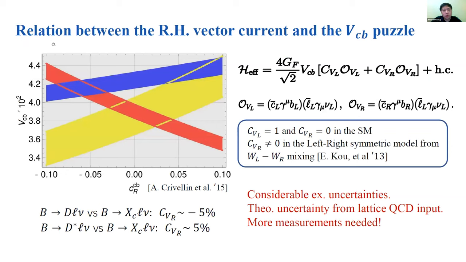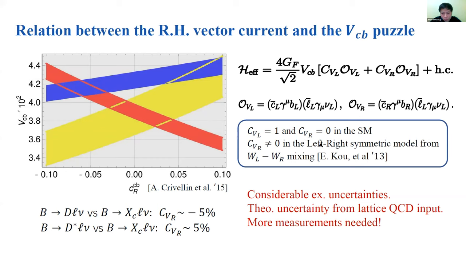The simplest consideration for the explanation of the VCB puzzle is the right-handed vector current. As shown in the weak effective Hamiltonian in charge of B to C L nu decay, here OVL is the left-handed vector current, or the V minus A current in the standard model. The OVR is the right-handed vector current, which can be obtained from the OVL by flipping the chirality of the quark and anti-quark fields. The Wilson coefficients corresponding to OVL and OVR are respectively CVL and CVR. In the standard model, we have CVL equal to 1 and CVR equal to 0.